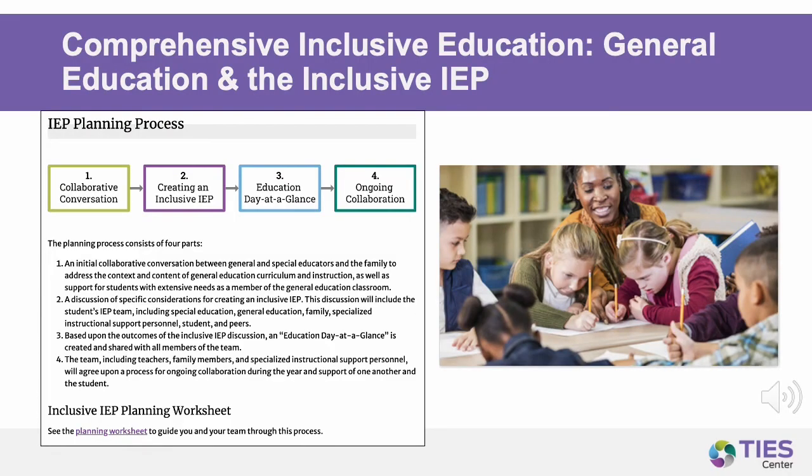Another resource is the Comprehensive Inclusive Education, General Education and the Inclusive IEP resource. A screenshot of the TIES IEP planning process from the TIES Center website. The tool shows the four parts of the planning process. This is an IEP planning process that begins with a collaborative conversation, includes pointers for creating an inclusive IEP, and an education day at a glance. Finally, we know that ongoing collaboration is how the IEP comes to life as educators work together to make it happen. A teacher sitting behind and overseeing a group of students writing on worksheets in a classroom.